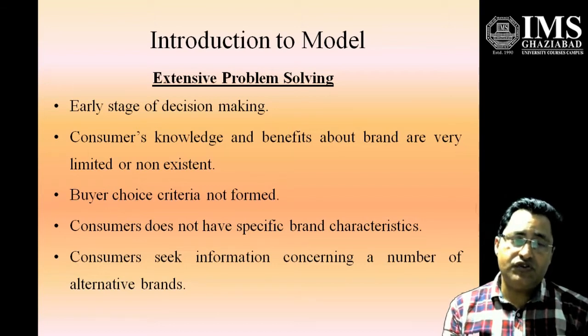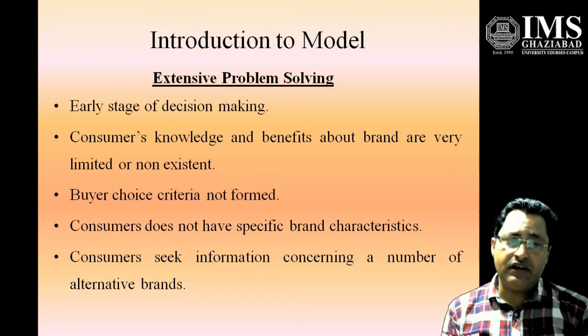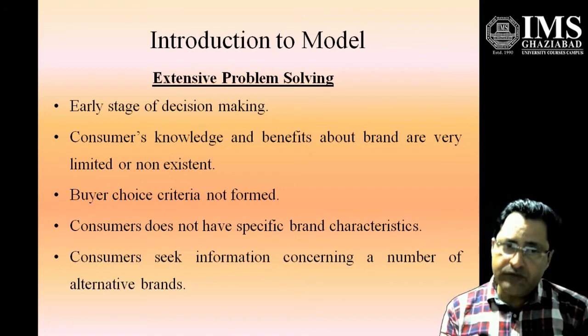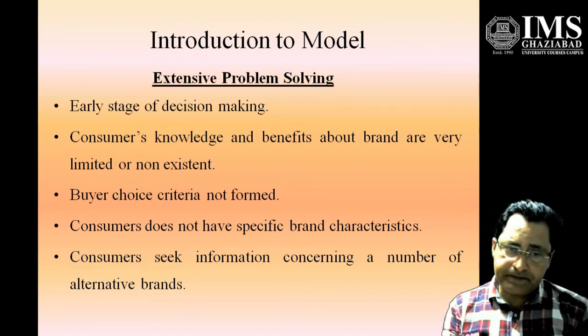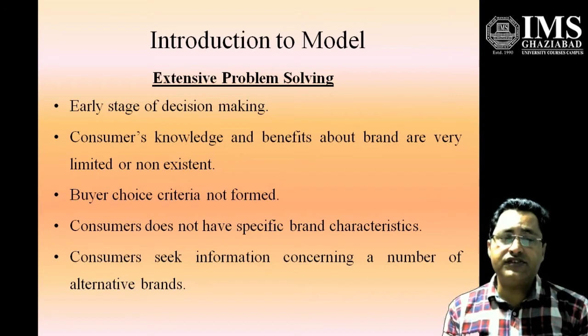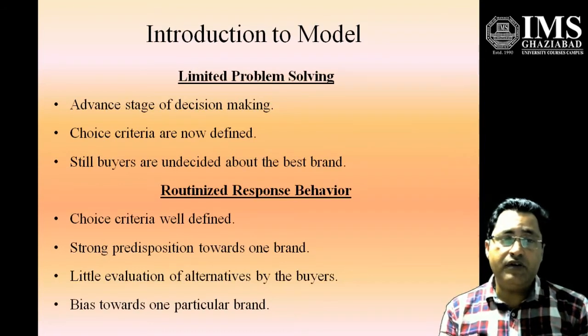haphazardly on what you should purchase, like in the case of a mobile phone, the earlier example which I gave you in the Nicosia model, right? You want to purchase a mobile phone, but your choice criteria are not well defined. And as a consumer, apart from the choice criteria, you don't have any specific brand characteristics, and you want to seek information related to the various alternative brands as well. So this is extensive.